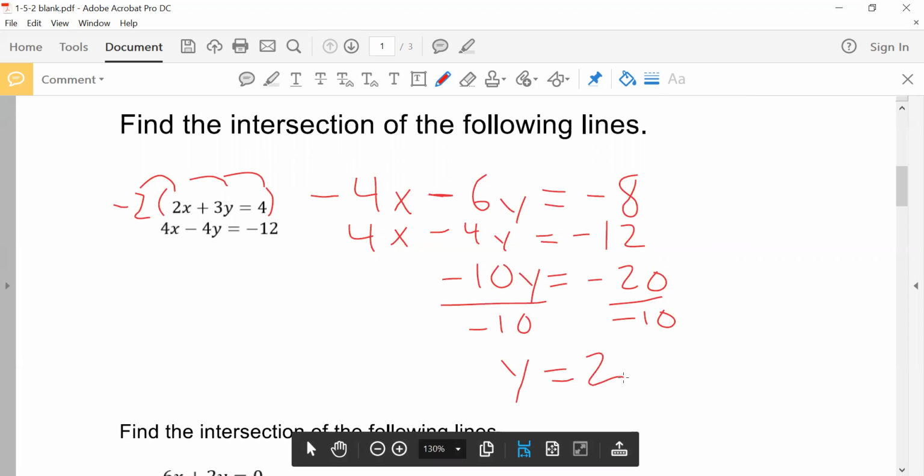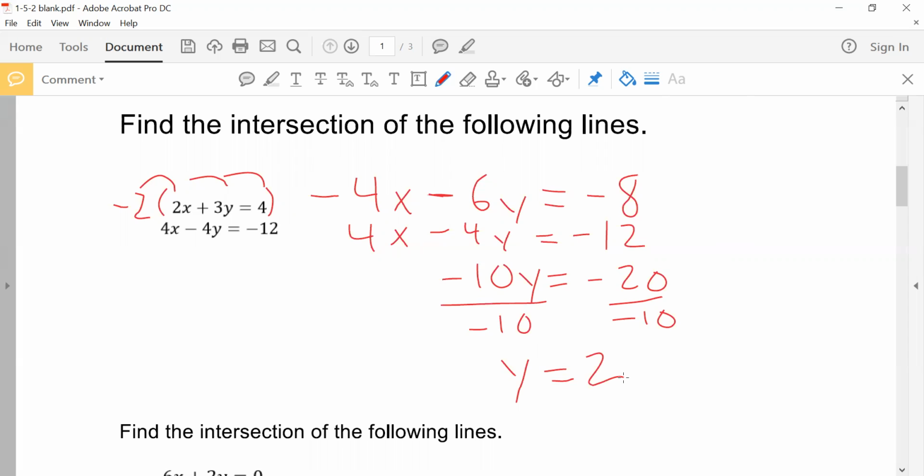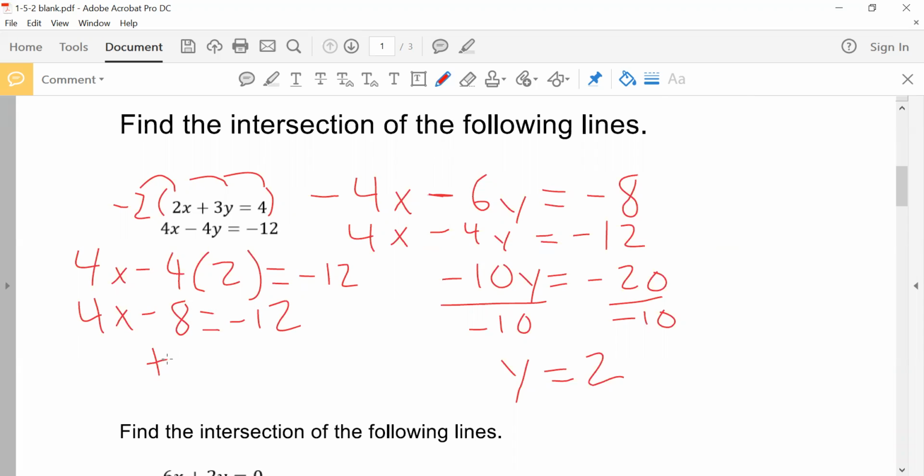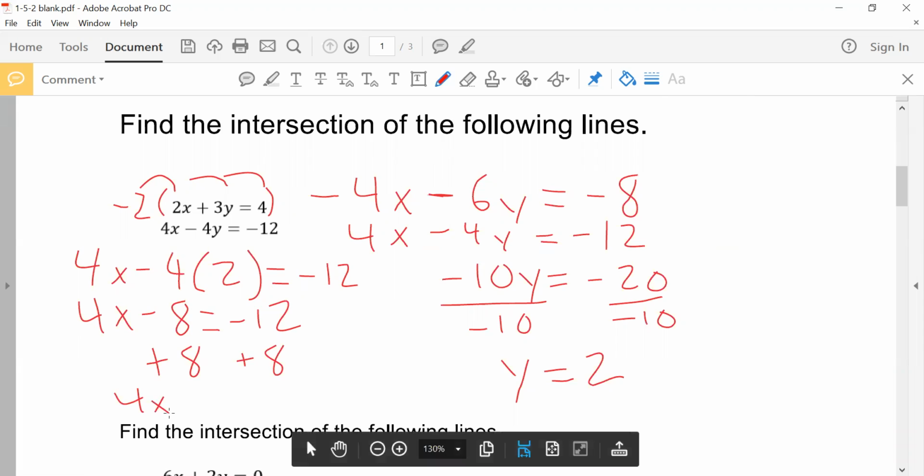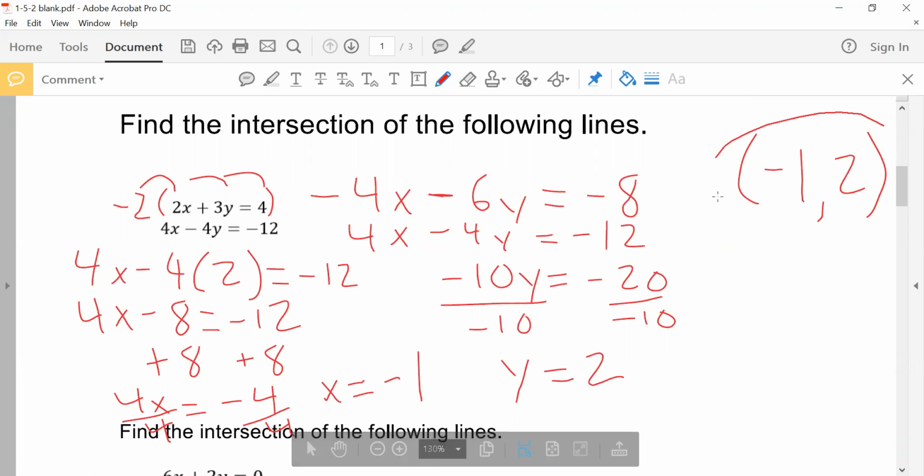How do I figure out x? Well, we've got to plug in y where the y goes. I'll use the bottom equation, I suppose. We get 4x minus 4 times 2 is equal to -12. Again, that's because y equals 2, and I'm substituting in for where it is in the bottom equation. So 4x minus 8 equals negative 12. If I add 8 to both sides, I'm going to get 4x equals negative 4. Divide by 4, and it looks to me like x is going to equal negative 1. So our final answer is negative 1, 2. There you have it.